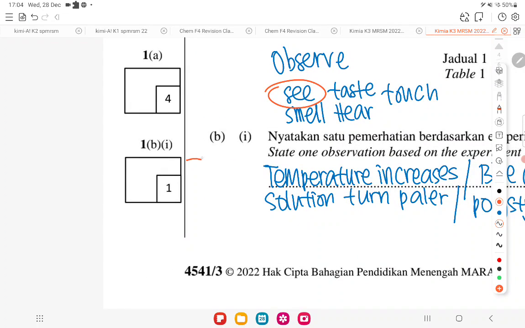Or you can write: thermometer reading increases. You can see that the thermometer value is getting bigger and bigger. Okay, so that's what you can see. All right, if you don't want to go for this answer, you also can go for another one.